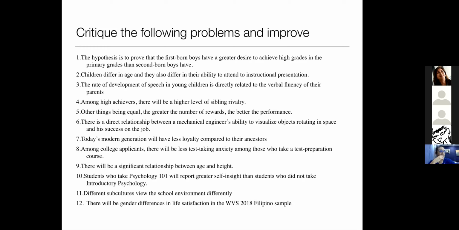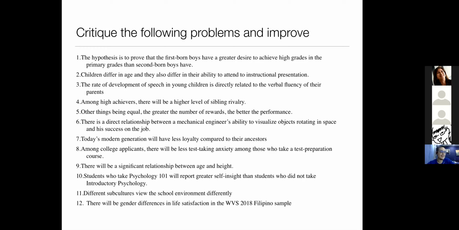Number 6. Well, with number 6, we actually didn't finish. Okay. But we were discussing parang the criticism here would be yung direct relationship. So we changed it to a mechanical engineer's ability to visualize objects rotating in space influences their success on the job. Okay. It's still a bit wordy.